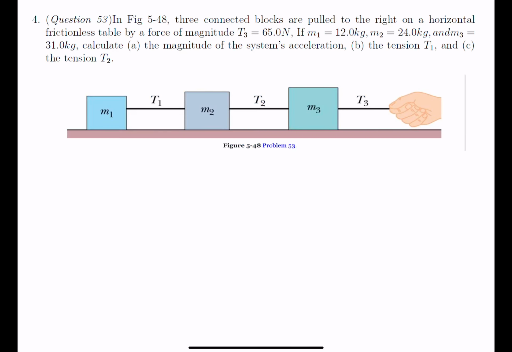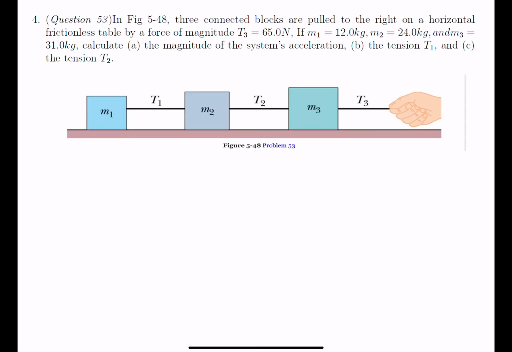All right, the next question here. Three connected blocks are pulled to the right on a horizontal frictionless table by a force of magnitude T3, 65 newtons. If M1 equals 12, all the masses are given to you. Calculate the magnitude of the system's acceleration. So if you want to find the system's acceleration, let's start with this problem individually, with individual masses.